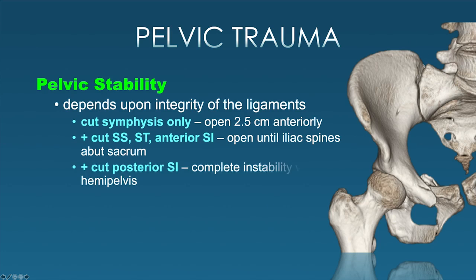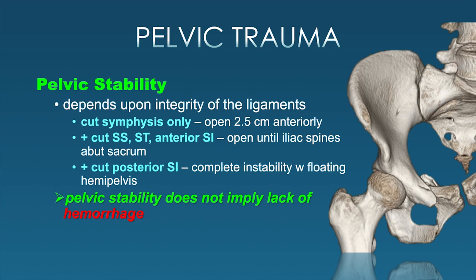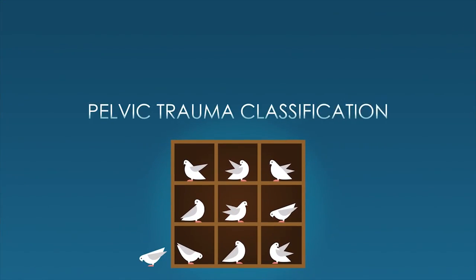If we add to that the posterior SI joint ligament being disrupted, then we have complete instability of one hemipelvis that can basically be free-floating relative to the rest of the bony pelvis. Pelvic stability, though, does not imply a lack of hemorrhage. The two are more or less independent, and pelvic ring fractures should always really be assessed for hemorrhage in the vast majority of cases, I think.